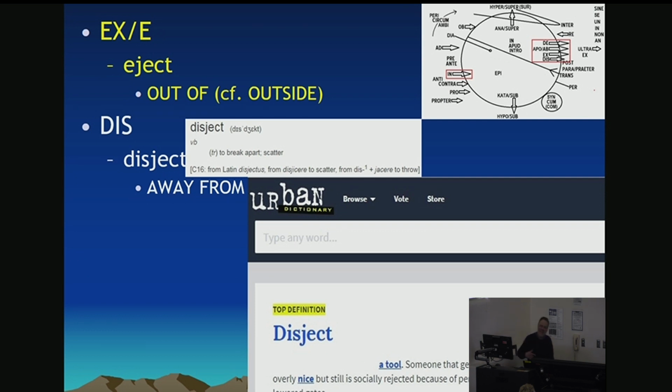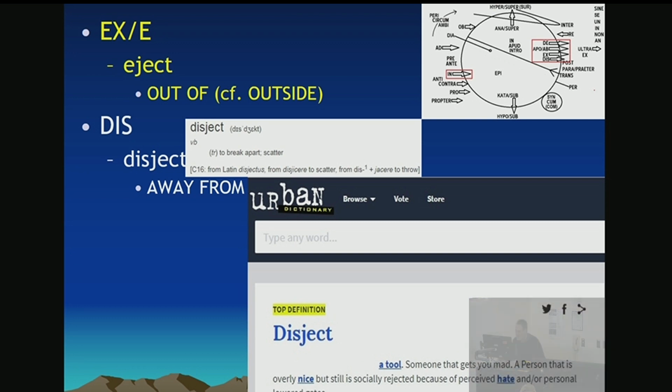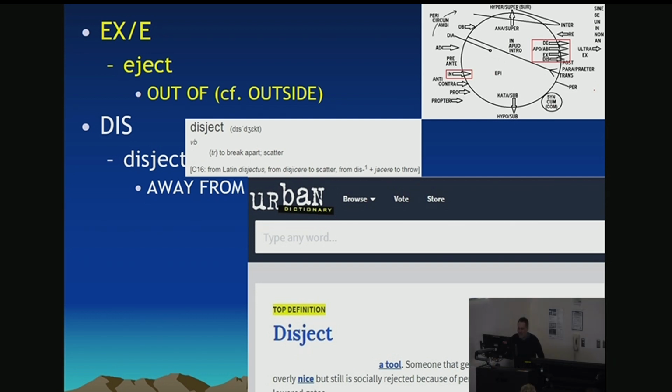And believe it or not, and I love this kind of irony, we're talking about a word from the 16th century that was barely used, and then it pretty much died, and then leave it up to good old Urban Dictionary to keep it alive. And I must admit, I did not know that this word is used, apparently, to mean a tool. Someone that gets you mad, pissed off, a person that is overly nice but still socially rejected because of perceived hate and personal lowered gates. That damn disject needs to stop sucking up to the new boss. All right? Well, there you go.